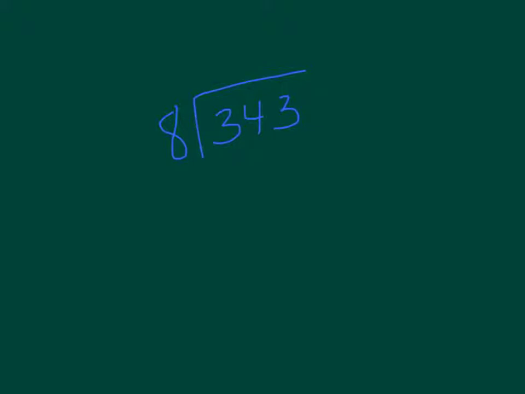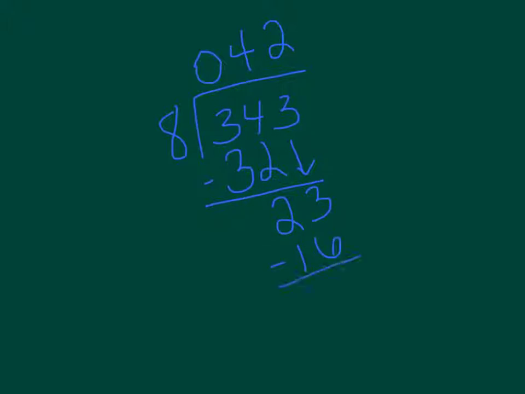So how many times does 8 go into 3? No times. So then we try 34. 8 goes into 34 4 times. 8 times 4 is 32. We subtract. We're going to get 2 and bring down the 3. So now we need to figure out how many times 8 goes into 23. Well, that's going to be twice. And 8 times 2 is 16. We subtract, and we get 7.